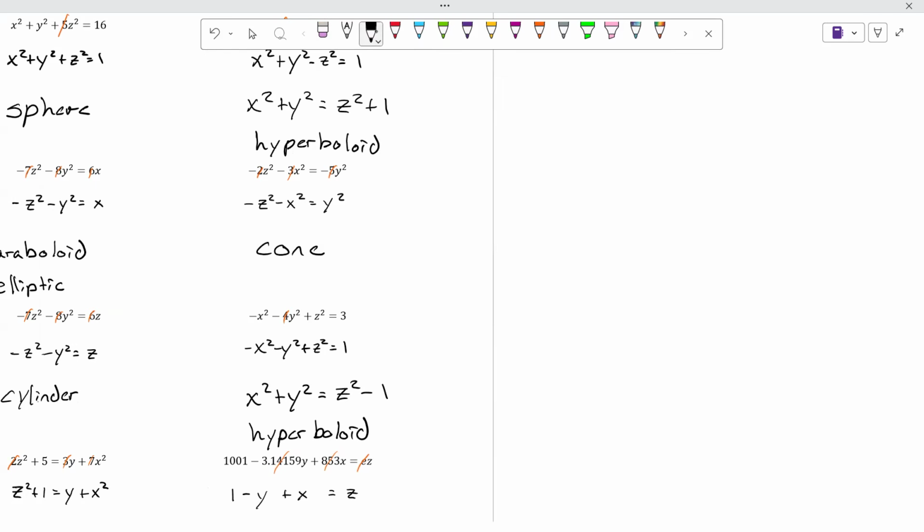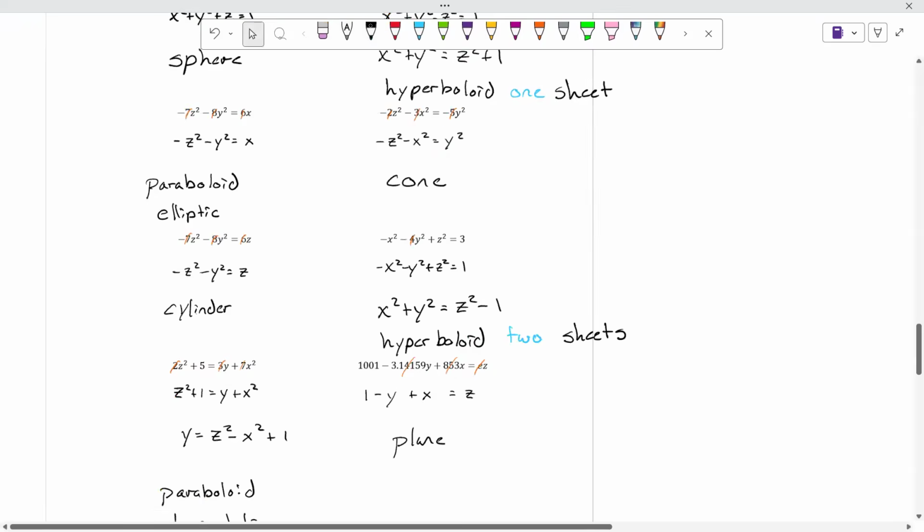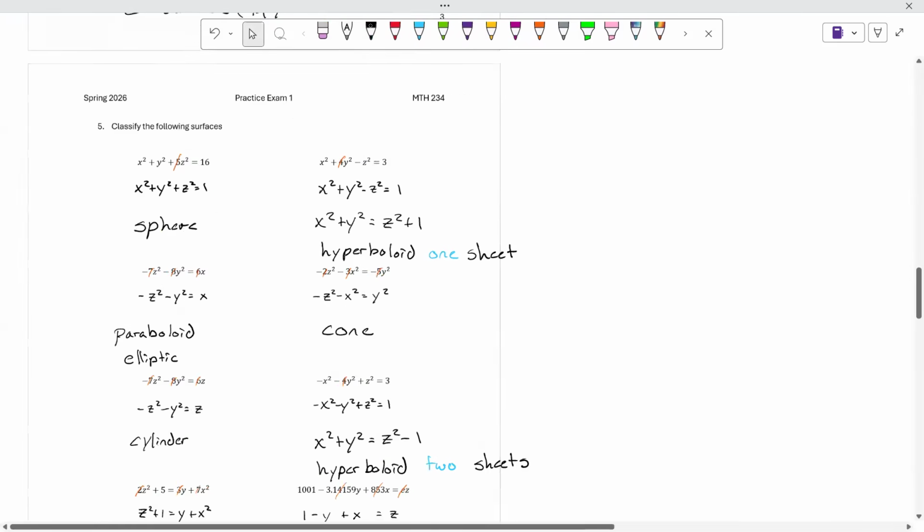And if I rearrange them this way, if I've got a positive constant term, that's going to be just one sheet. Because they'll connect in the center, because I'll actually be able to get the equation of a circle near the origin. But if that constant term is negative, it'll be two sheets. Because I won't be able to get a circle near the origin. Cool, and then that's that problem.